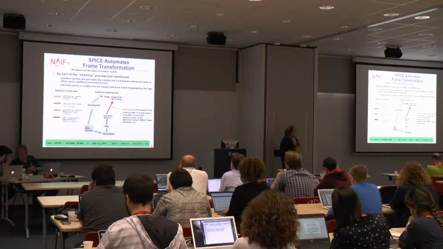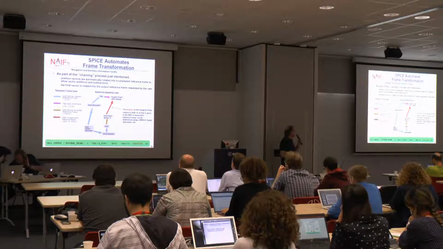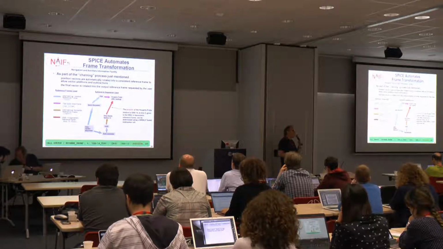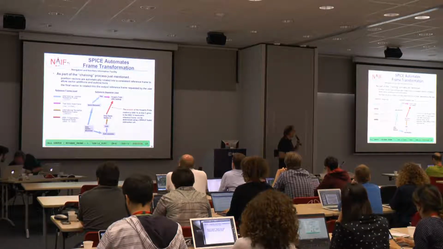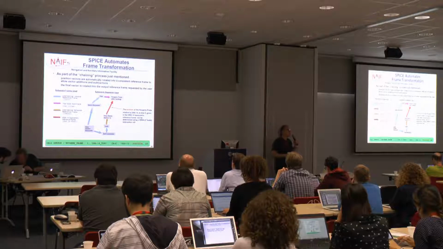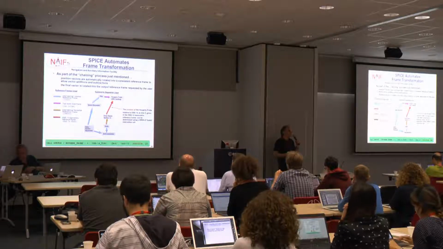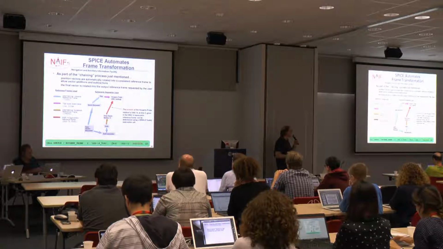Now, in order to do the computation that I just described, Splice has to do reference frame transformations. Those SPK files don't all use the J2000 reference frame. It doesn't make sense to describe, for example, the position of the Huygens probe on the surface of Titan in the J2000 frame. That needs to be described in the IAU Titan frame, which is a body fixed frame that rotates with Titan.